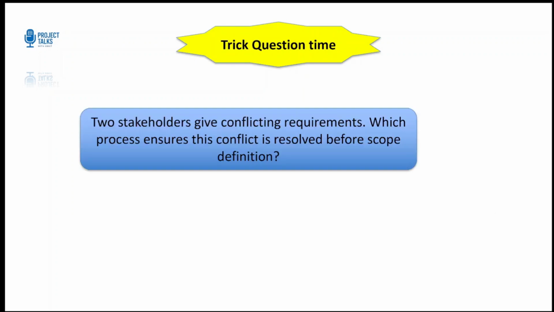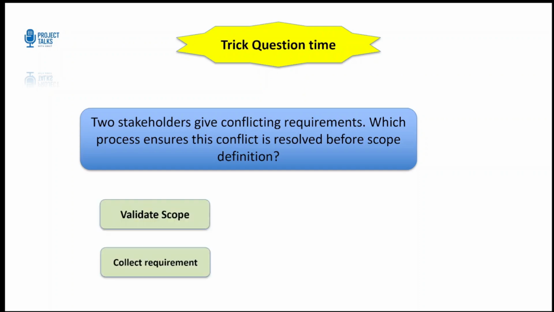Two stakeholders give conflicting requirements. Which process ensures this conflict is resolved before the scope definition? Validate scope or collect requirements?